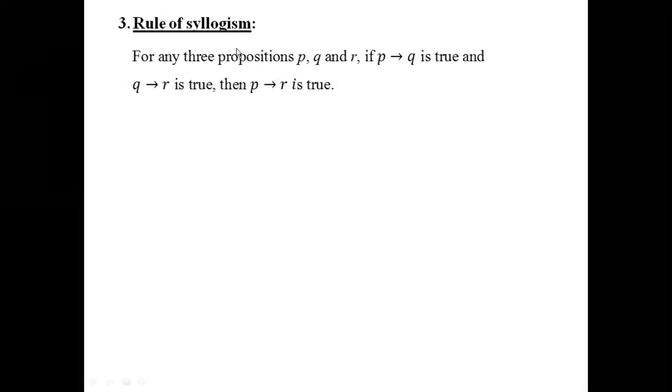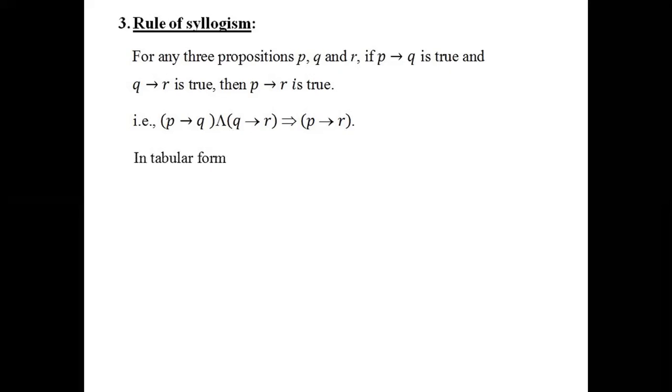Third one, rule of syllogism. For any three propositions P, Q, and R, if P implication Q is true and Q implication R is true, then P implication R is true. So the rule of syllogism can be applied for the three propositions P, Q, R. Symbolically, P implication Q and Q implication R implies P implication R.